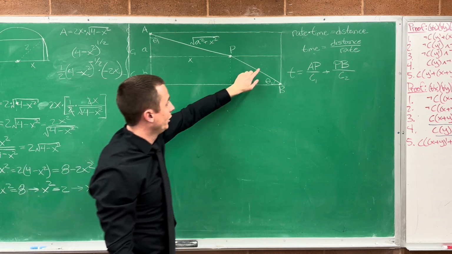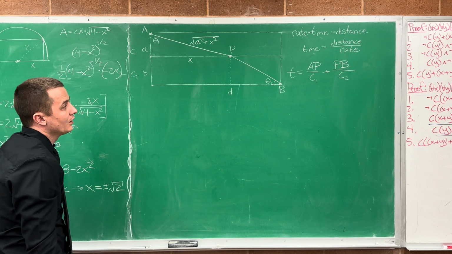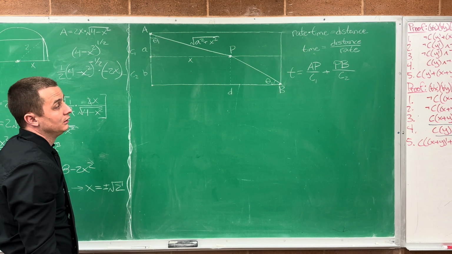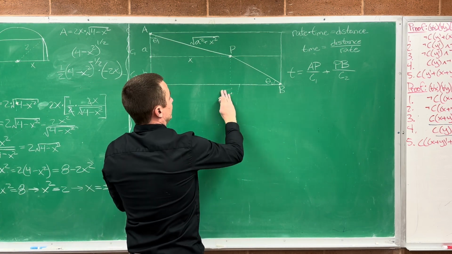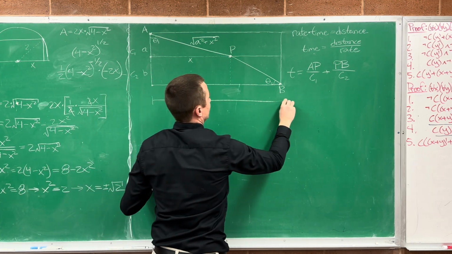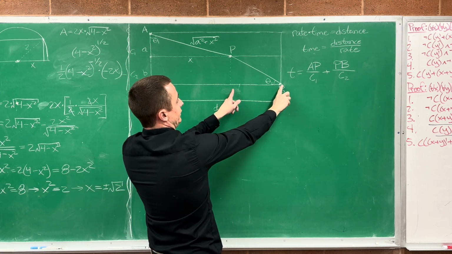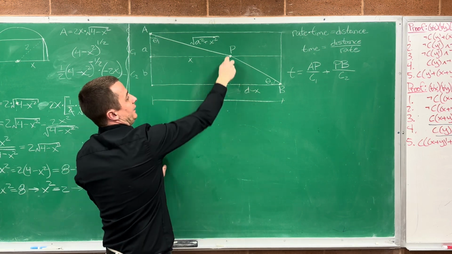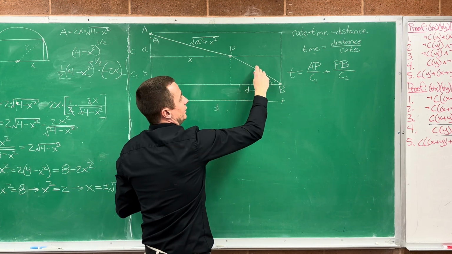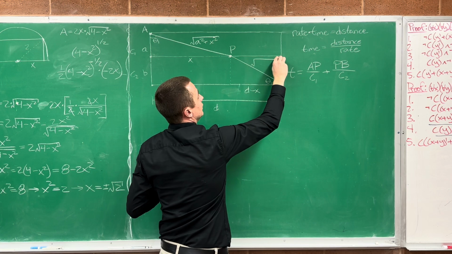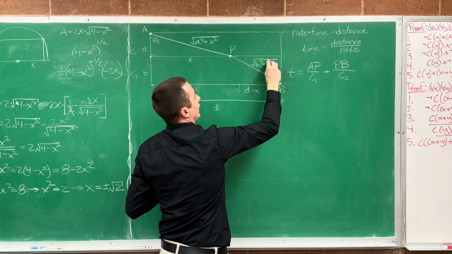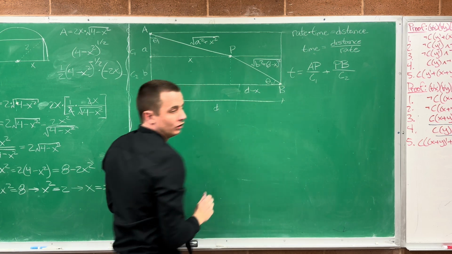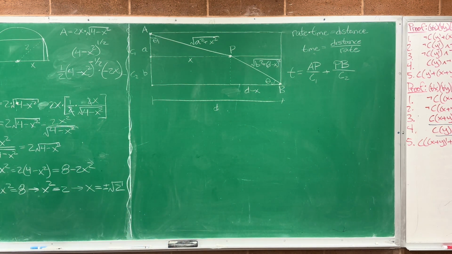Okay, now looking at this one, what's this distance? So D is this total distance. Maybe put D down here. So this is D. So what is this distance? D minus X. And what's our height here? Just B. So this is the square root of B squared plus D minus X, all squared, under the radical. Good?